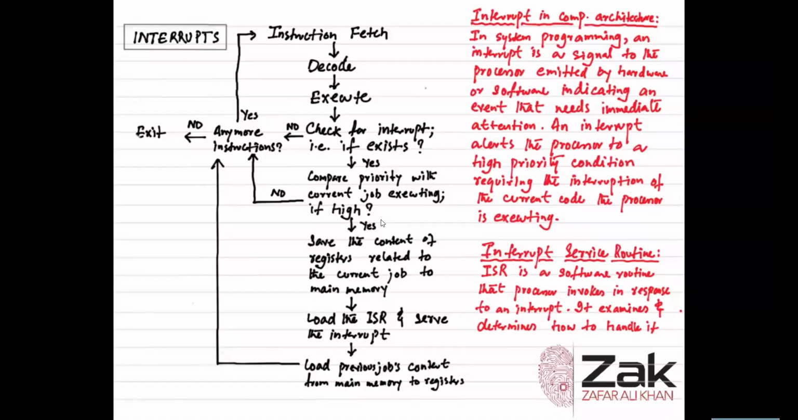Now, I did explain what is an interrupt. Now you have to understand what actually happens when a program is being executed line by line in the fetch, decode, execute way. Every single instruction is being executed. What happens if the interrupt is generated? So let's start: an instruction is fetched, then it is decoded and executed.